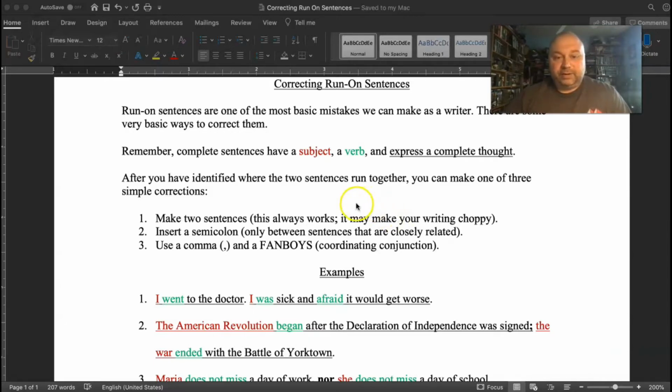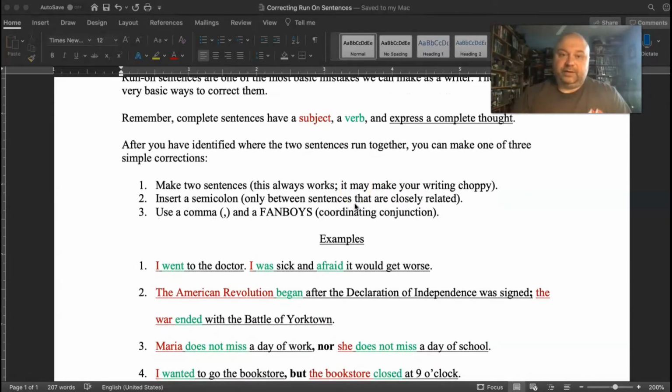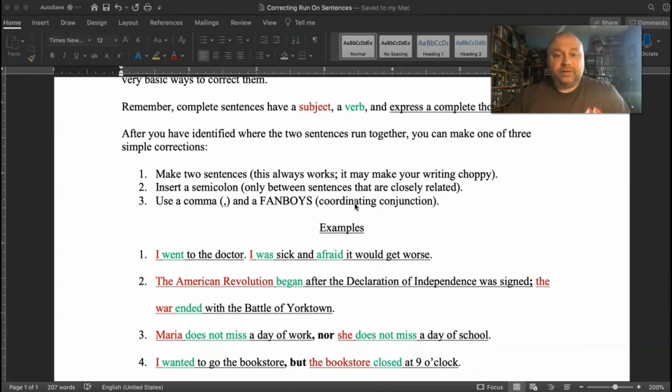We've talked about how to identify where the two sentences run together. You find the end of the first complete thought, and you typically find the second subject. And usually between those two, not always, not 100% of the time, mind you, but usually between those two, you're going to find where you should make your correction. Okay? The first thing you can do is make two sentences. You insert a period and make a capital letter. It always works, without fail. It makes your writing sound a little choppy, doesn't make it very smooth, so that's why we have other alternatives.